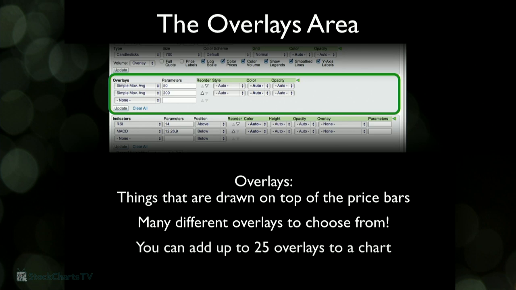And you can add up to 25 overlays to a chart. Now, that doesn't look like you can do it here because we've only got three lines. But as you fill in more lines, additional empty lines will appear automatically. And you can do that until you have up to 25 overlays specified. And in fact, I'm going to show you a technique where you might start to actually use a large number of overlays as a result.